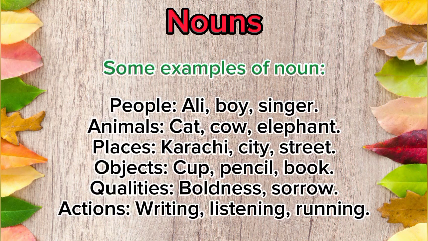People: alley, boy, singer. Animals: cat, cow, elephant. Places: Karachi, city, street. Objects: cup, pencil, book. Qualities: boldness, sorrow. Actions: writing, listening, running.